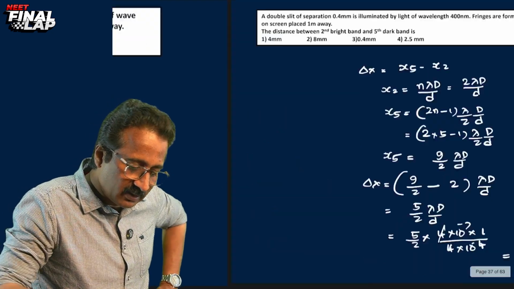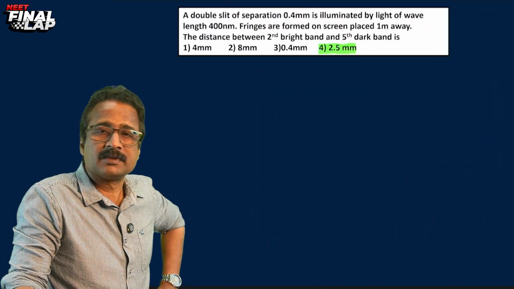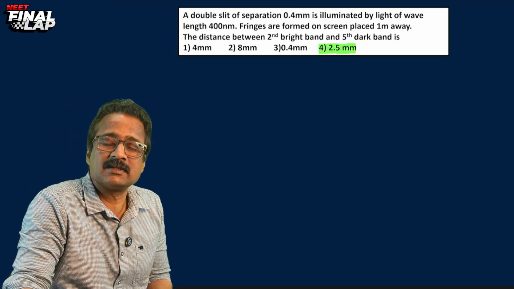Yes, 2.5 millimeter, which is that? Option 4. That was the distance between the fifth dark band and second bright band.